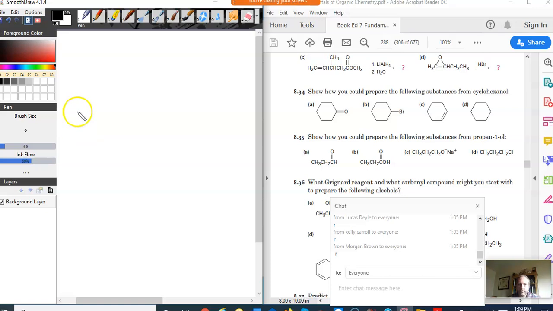Okay. Next one, 1-propanol. If you want the aldehyde, you can use either PDC or PCC. Either one of those.